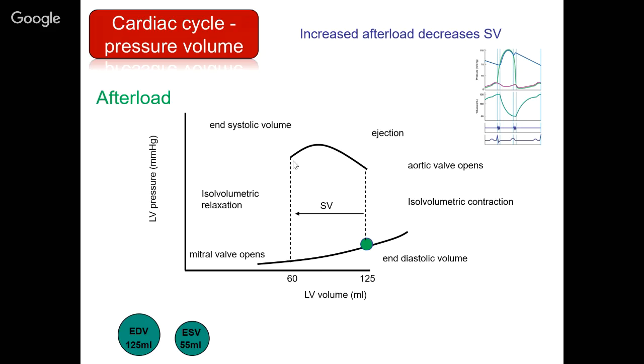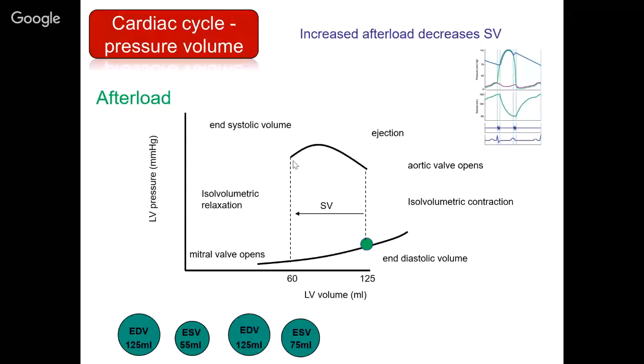So what happens then if we change the afterload the ventricle has to push against? In this case, we're going to have the same filling, okay, we'll call it 125 mils again, but we may end up with a different end systolic volume. And this is why that happens.